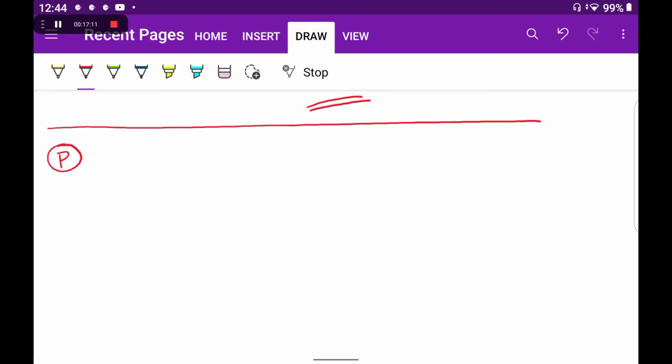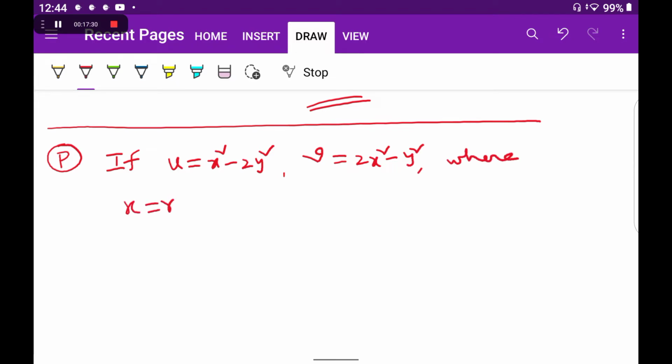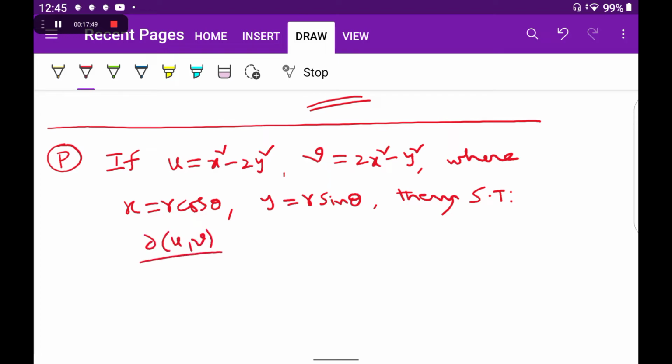Next, this is a different type of problem. If u is x square minus 2y square, v is 2x square minus y square, where x is r cos theta, y is r sin theta, then show that dou uv by dou r theta is 6r cube sin 2 theta.